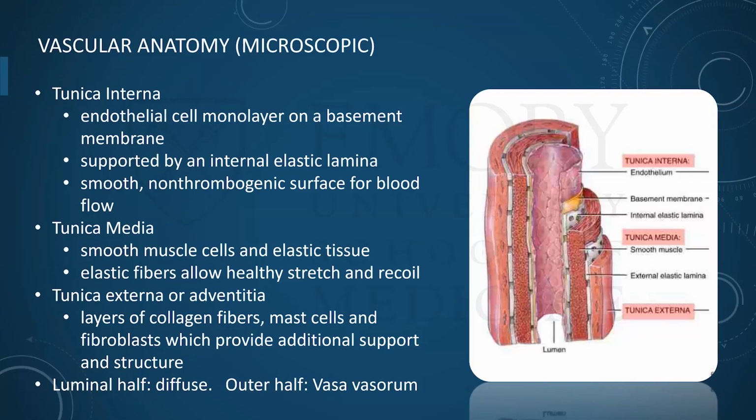The tunica externa is going to give us some more backbone, and it's comprised mainly of collagen, mast cells, and fibroblasts. We're going to come back to this a little bit later in the talk, but deficiencies in each of these layers are going to lead to pathology in specific cases. It's important to remember the outer half of the aorta is fed by penetrating arteries called the vasa vasorum, and the inner half, or the luminal half, is just diffusion of nutrients from the lumen.